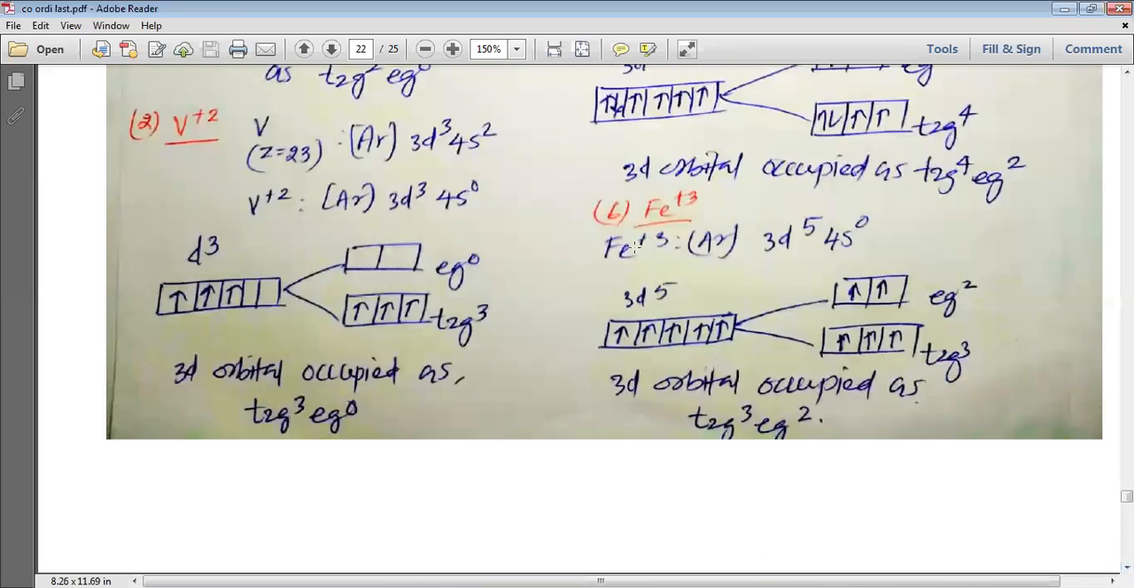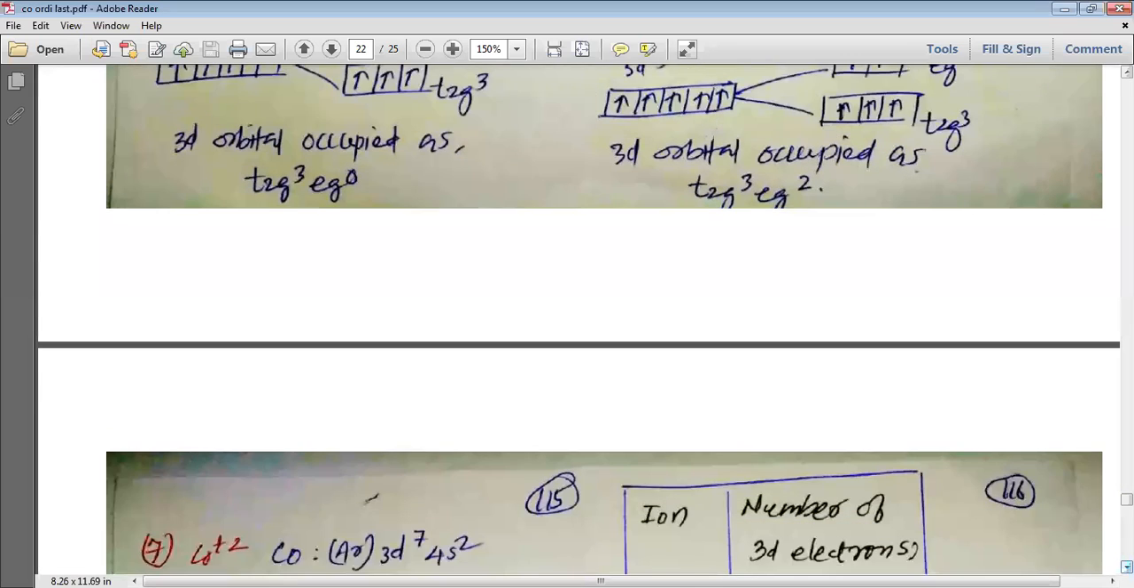In case of Fe plus 3, we have argon 3d5 4s0, where all electrons are unpaired. So 3 electrons in t2g and 2 electrons in eg. So the 3d orbital occupancy is t2g3 and eg2.